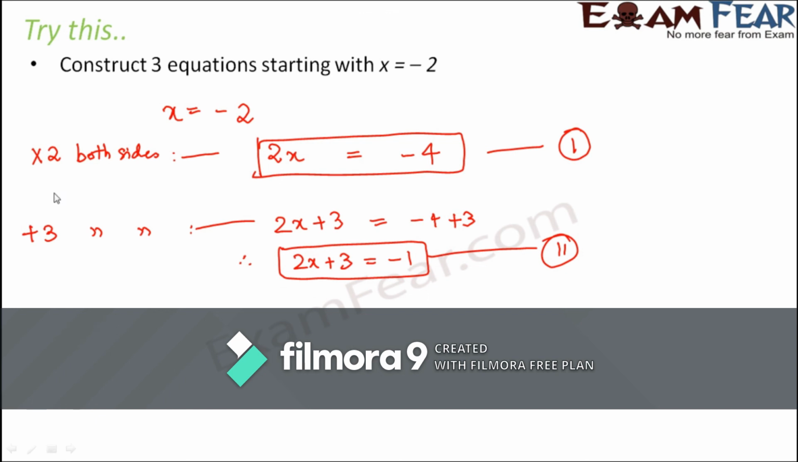Now let's say that from this equation, that is 2x equal to minus 4, we subtract 1 on both sides. So what do we get? We get 2x minus 1 is equal to minus 4 minus 1. That is 2x minus 1 is equal to minus 5. So this is yet another equation.